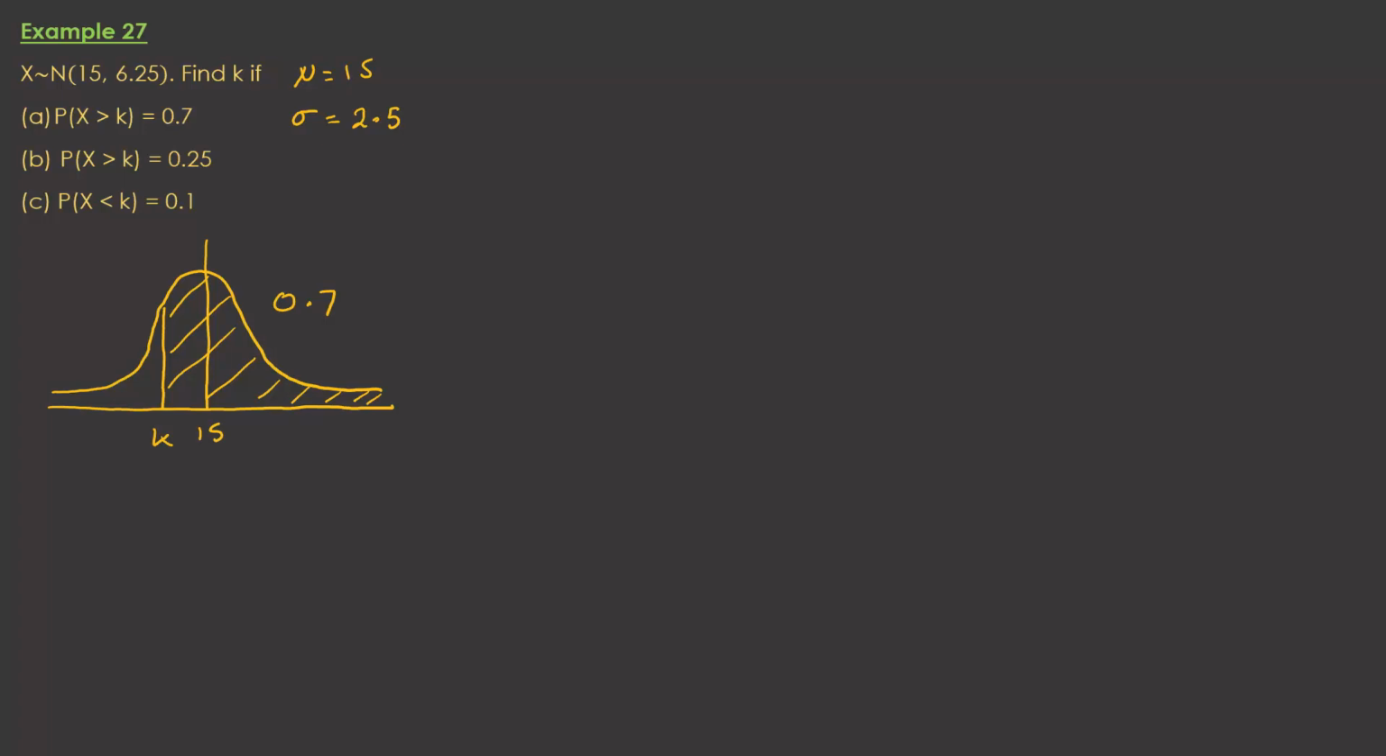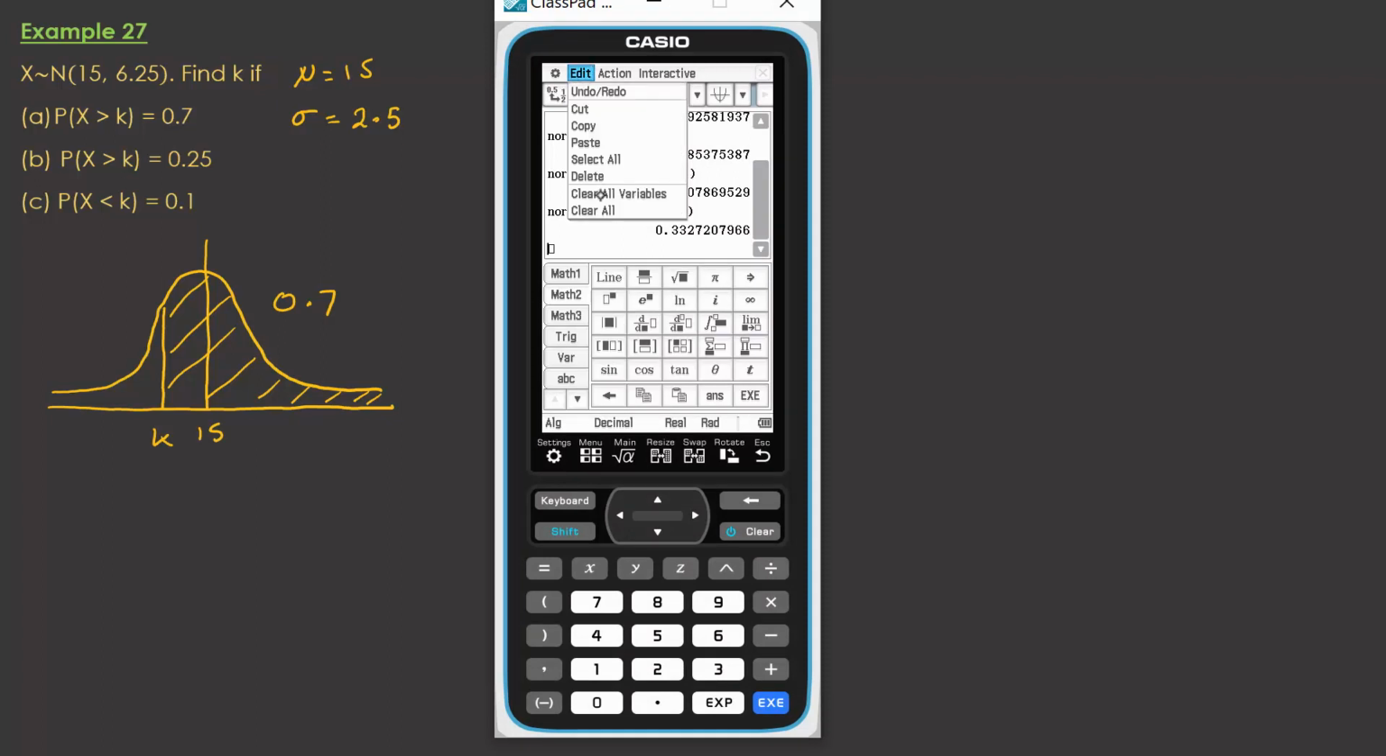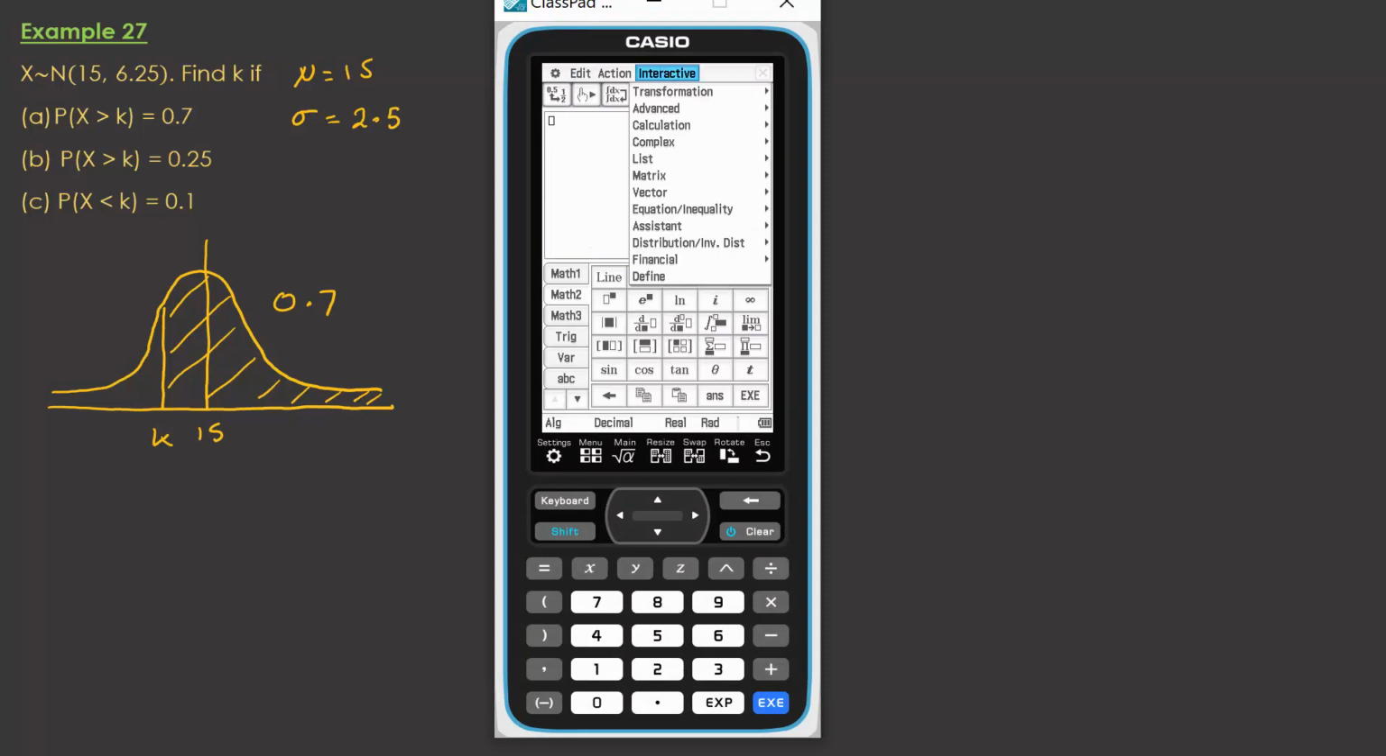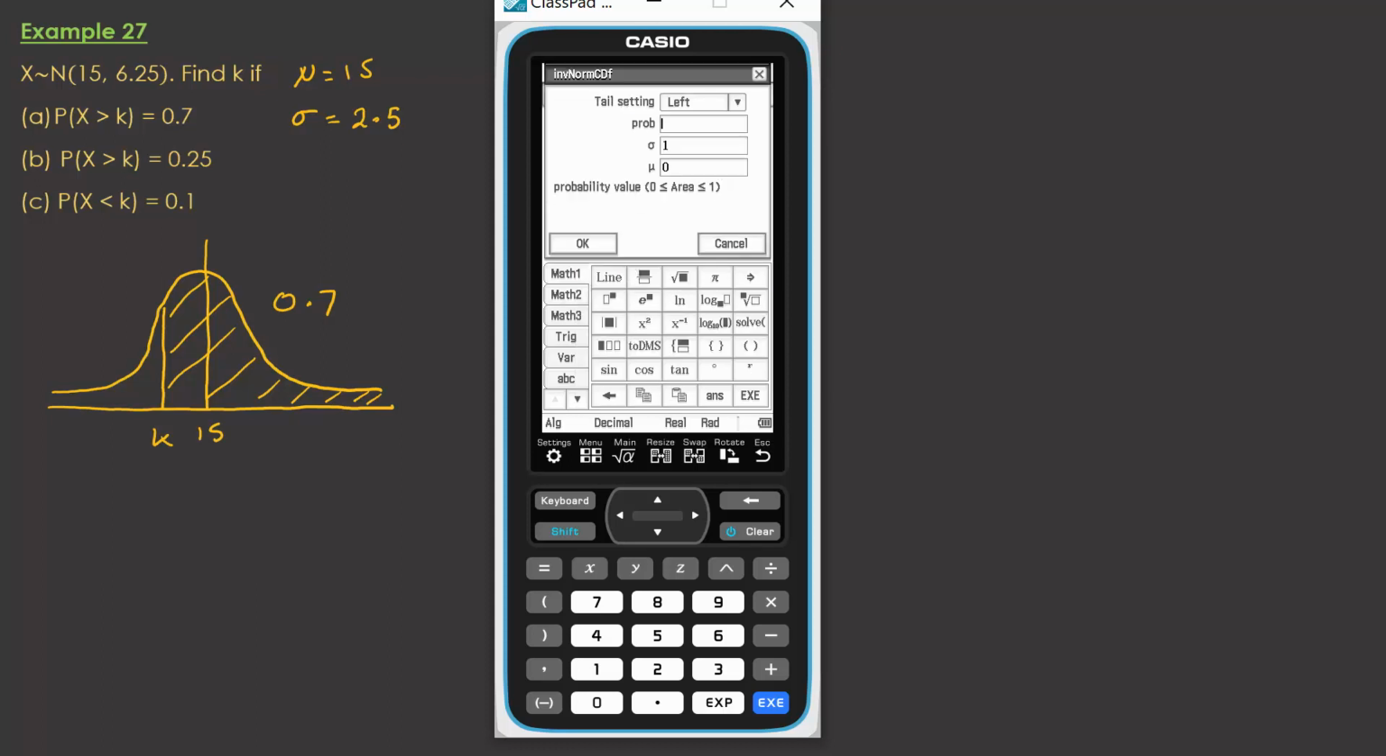So what I'm going to do is bring in the calculator. And we use the inverse normal when we know the probability, but we want to find the value. So if we go to interactive continuous, and this time we want inverse rather than continuous, and it's inverse normal CDF. Now it's asking us about the tail setting.